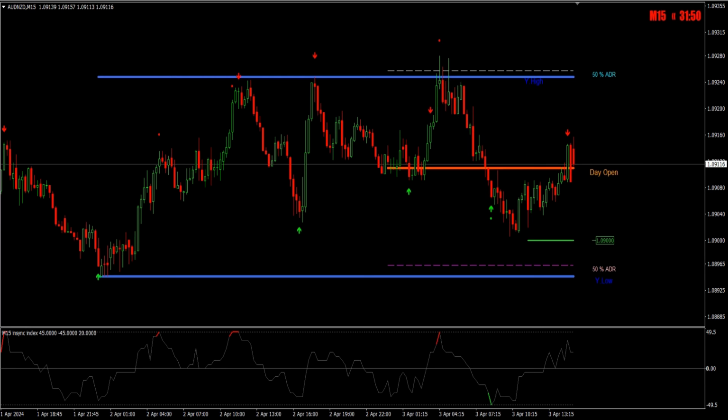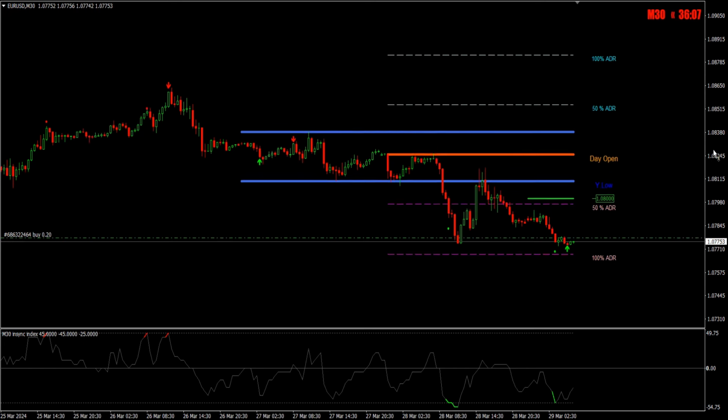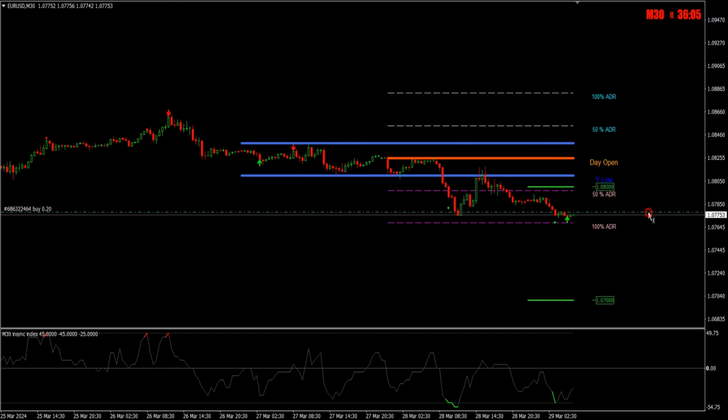So let's get started. This trade setup is ideal for buying because the price is at the support level, a buy arrow signal has appeared, and preceding that, dot signals were also present. Let's execute a buy trade now and set the stop loss and take profit levels accordingly. Now, we'll wait for the trade outcome until it reaches its conclusion.